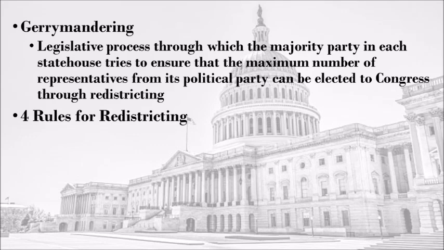Gerrymandering is the legislative process through which the majority party in each state house tries to ensure that the maximum number of representatives from its political party can be elected to Congress through redistricting. So they're purposefully drawing the lines to get themselves into office, or their party into office.